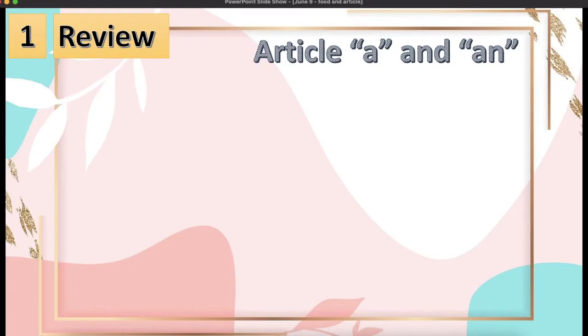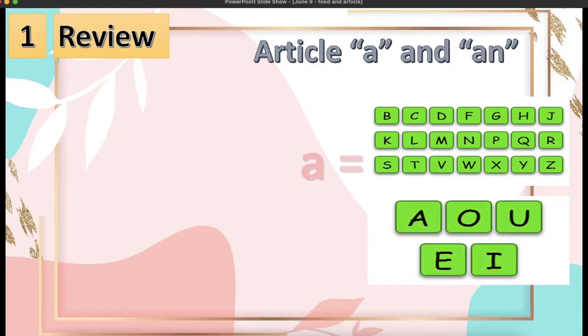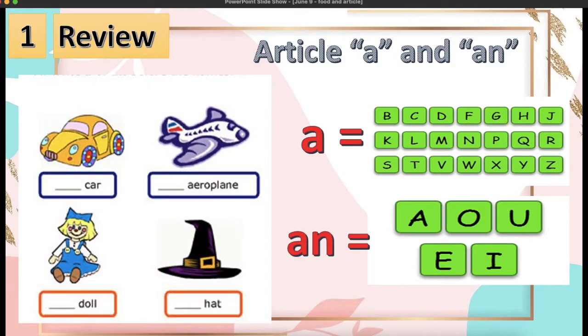Now, the other one would be the article a and an. If you still remember, we studied the consonants and the vowels. Now we use a for the consonants, the letters B, C, D, F, G, H, J, and so on. And for the article an, we use A, E, I, O, U. Let's have a quick example of what we talk about. Car. It sounds like letter C, and it starts with letter C. So we are going to use a car.